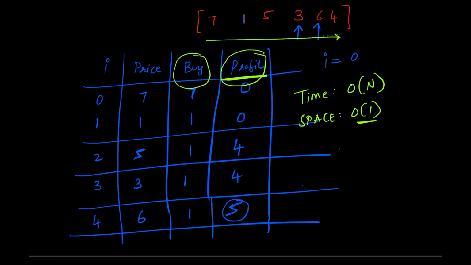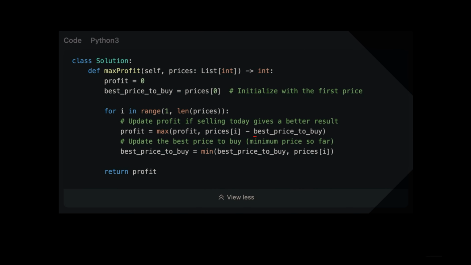I hope you were able to understand the explanation. Let me show you how we can implement this using Python. Here's the solution in Python. I've initialized two variables in the main method. One is to hold the profit that we can make by making the transaction, and the other is the best price to buy, setting the default value to the first entry in the array.